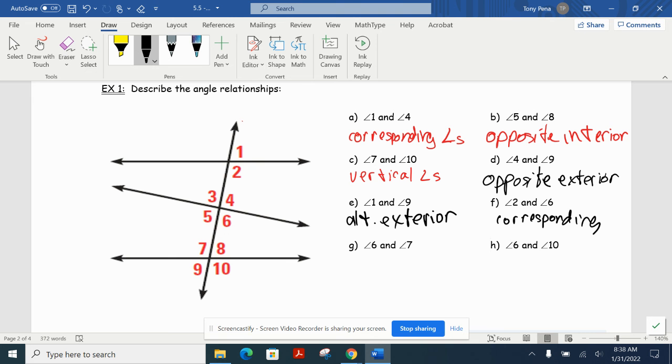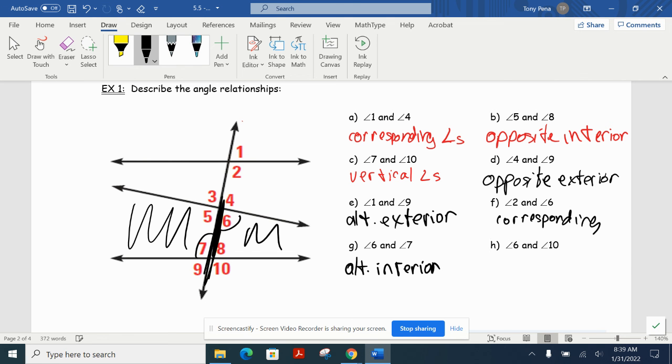All right, 6 and 7, Joe, what do you got? Opposite view. Good. By opposite, we're going to say alternate, but same idea. Alternate interior angles. Angle 6 and angle 7 are on the opposite side of this transversal right here, and they're inside of the 2 lines the transversal intersects. So those are alternate interior angles.